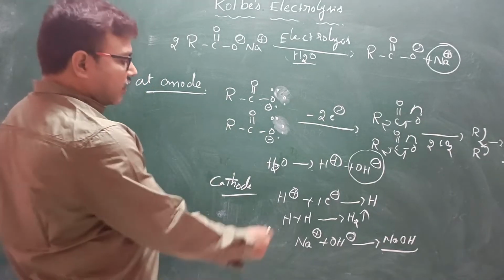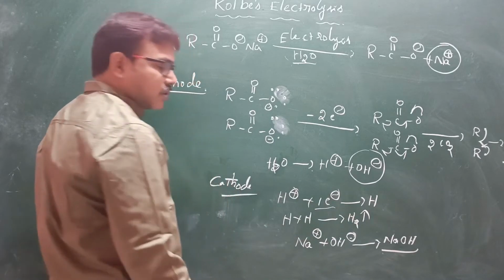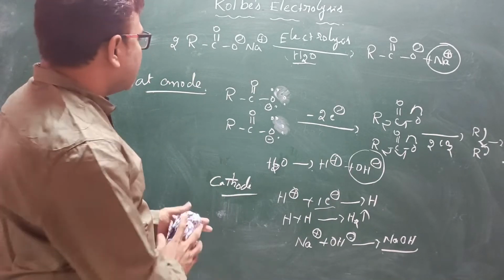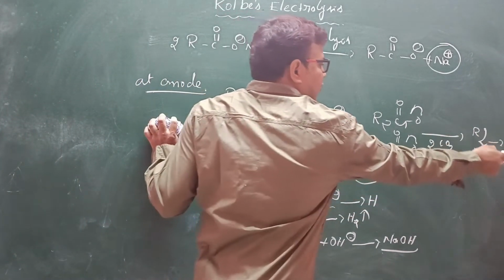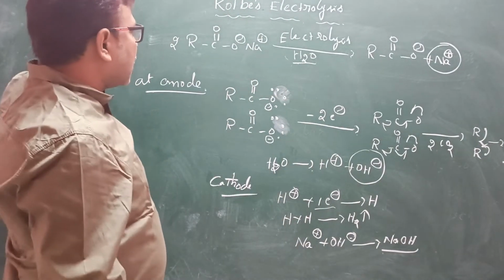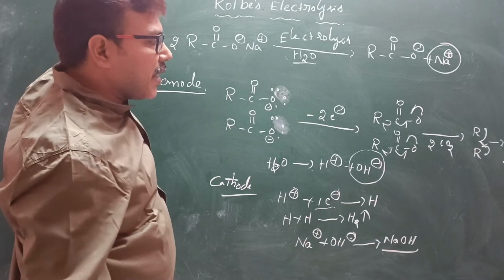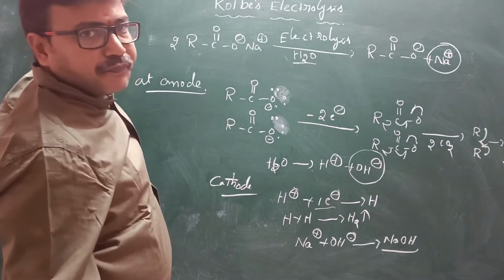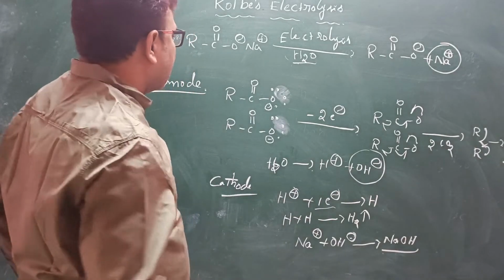Okay, so here 2 H plus ions accept 2 electrons, and hydrogen gas is liberated at the cathode. Now in this case, carbon dioxide is liberated at the anode, and hydrocarbons are also liberated at the anode. So in Kolbe's electrolysis, which gas is liberated at the anode? Hydrocarbons and carbon dioxide are liberated at the anode, and hydrogen gas is liberated at the cathode.